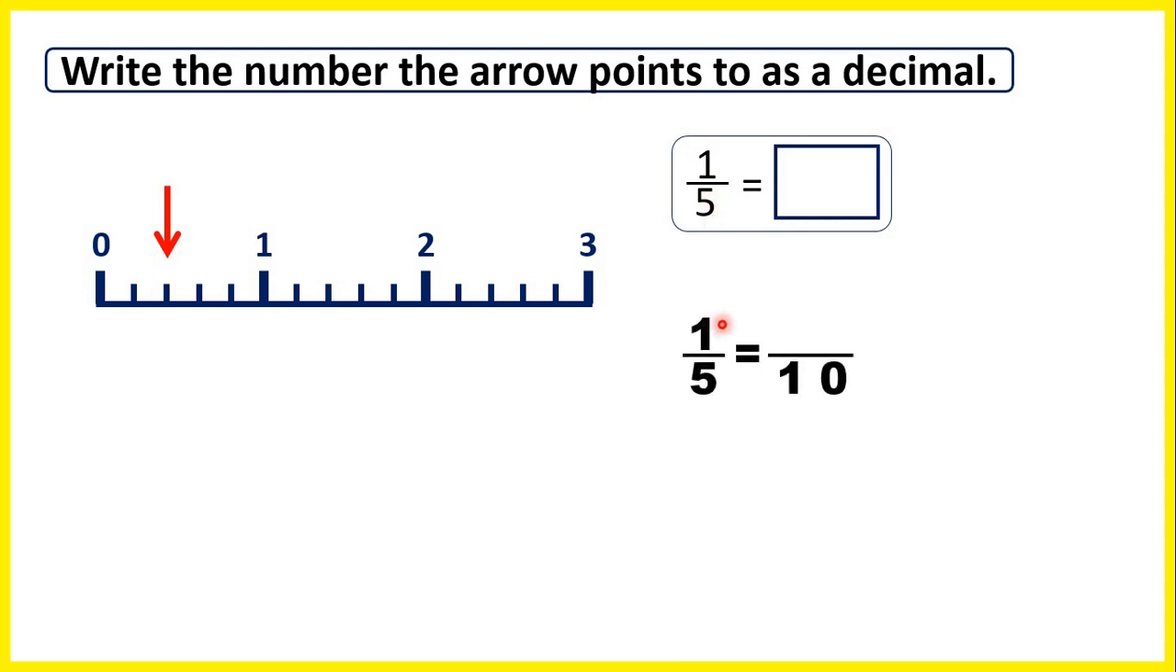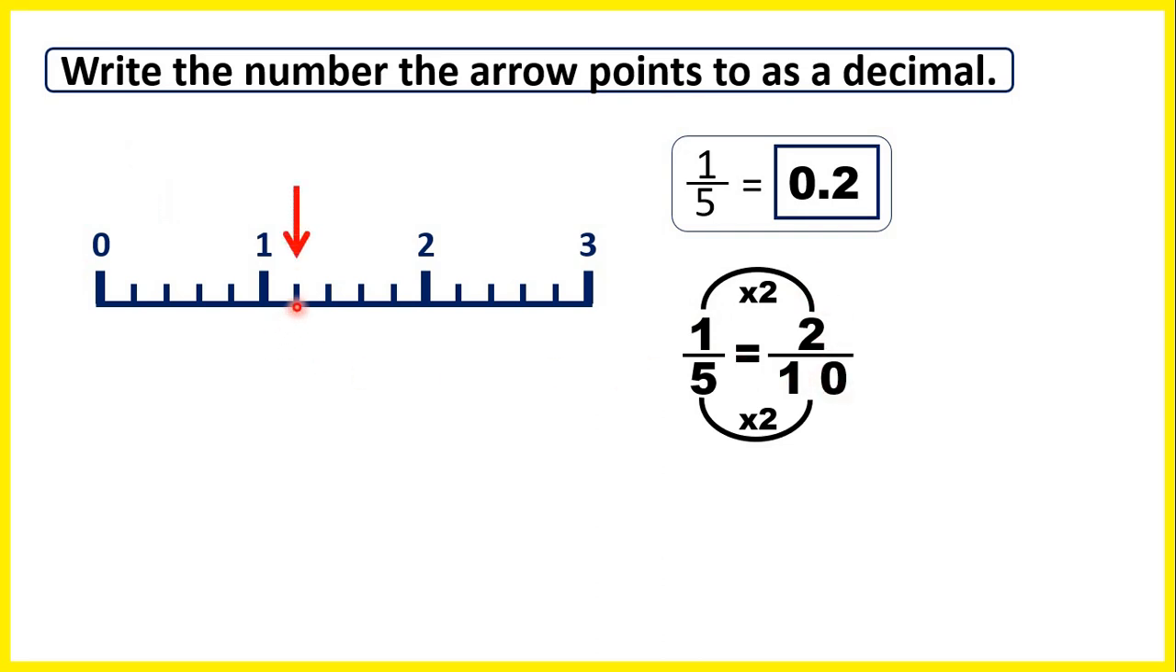Remember, we can change 1/5 into tenths because tenths have a decimal place value. 5 times 2 is 10 and 1 times 2 is 2. So 1/5 is the same as 0.2. So after 0, the first line would be 0.2 and the second line, where the arrow is pointing, must be 0.4, because if 1/5 is 2 tenths, then 2/5 will be 4 tenths.